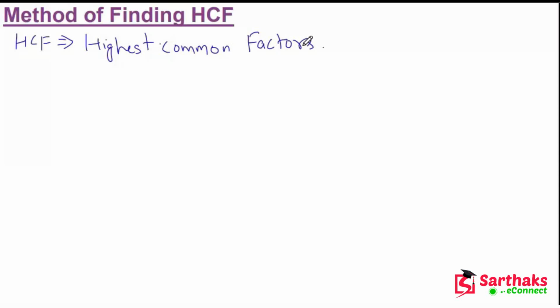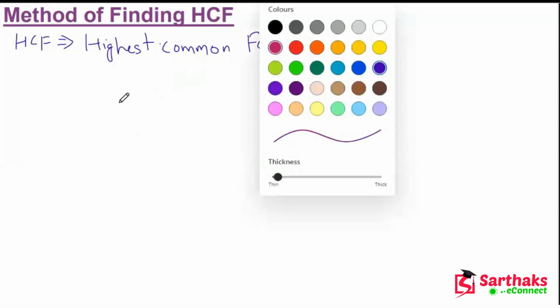In this method we have two numbers. We have to express both of the numbers as the product of their respective prime factors. Then we select the prime factors that are common to both the numbers. Let's suppose, for example, now we are taking the examples directly.